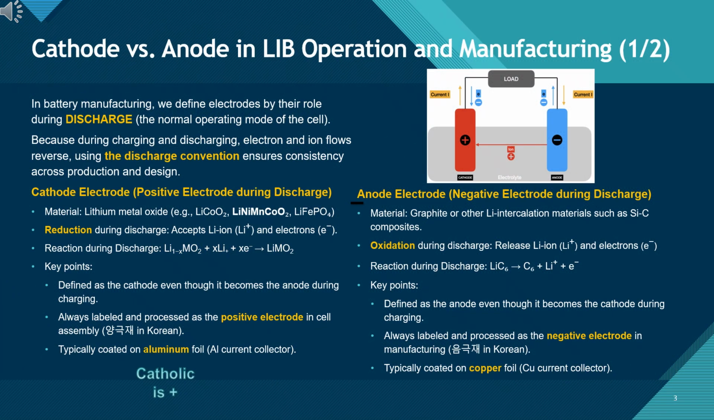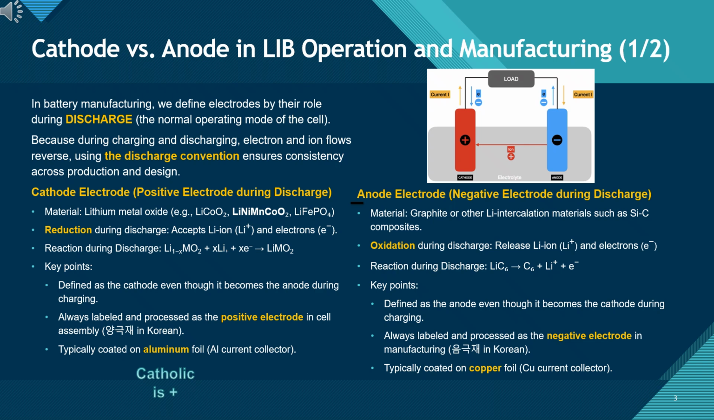Cathode versus anode in LIB operation and manufacturing. This slide explains one of the most important and often confusing concepts in lithium-ion battery manufacturing: how we define the cathode and anode. Even though the roles of the electrodes reverse during charge and discharge, in manufacturing, we always define them by their behavior during discharge, which is the normal operating mode of the cell.